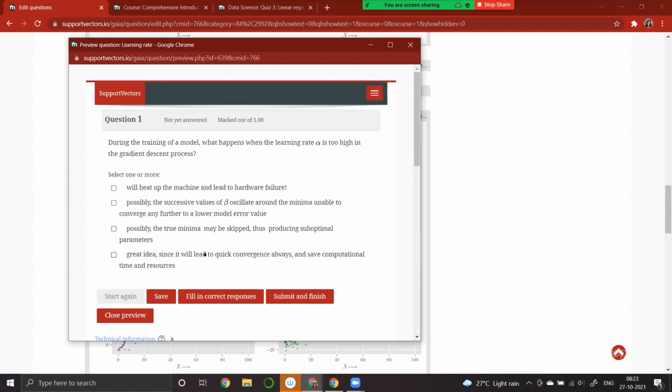Then great idea, since it will lead to quick convergence always and save computational time and resources. This is not true. It might be quick, but it will not lead to a good minima.